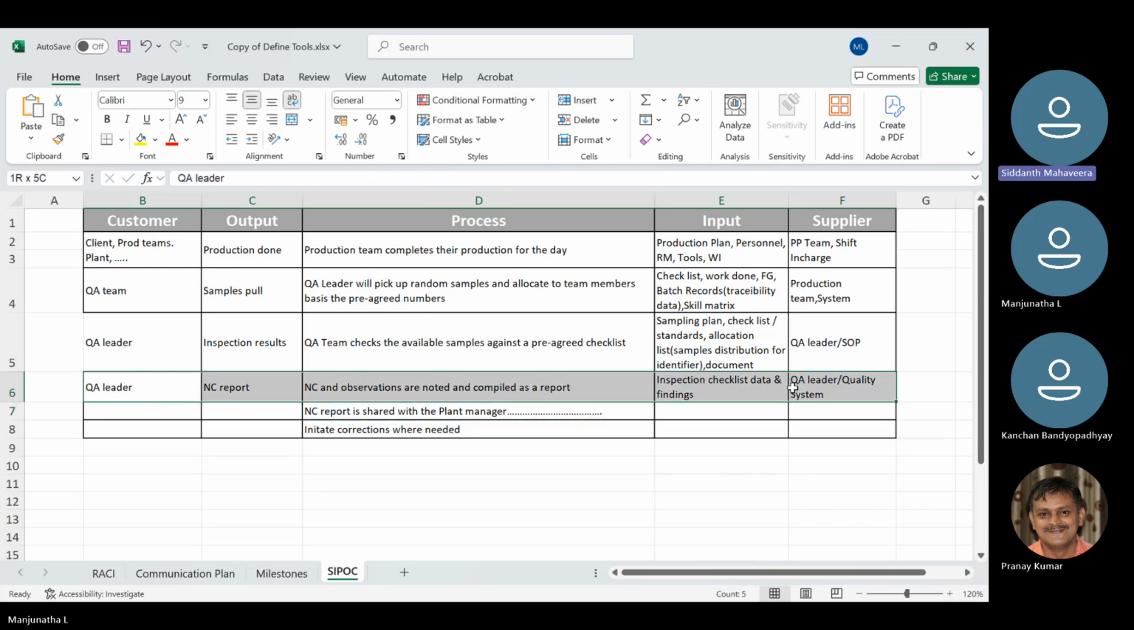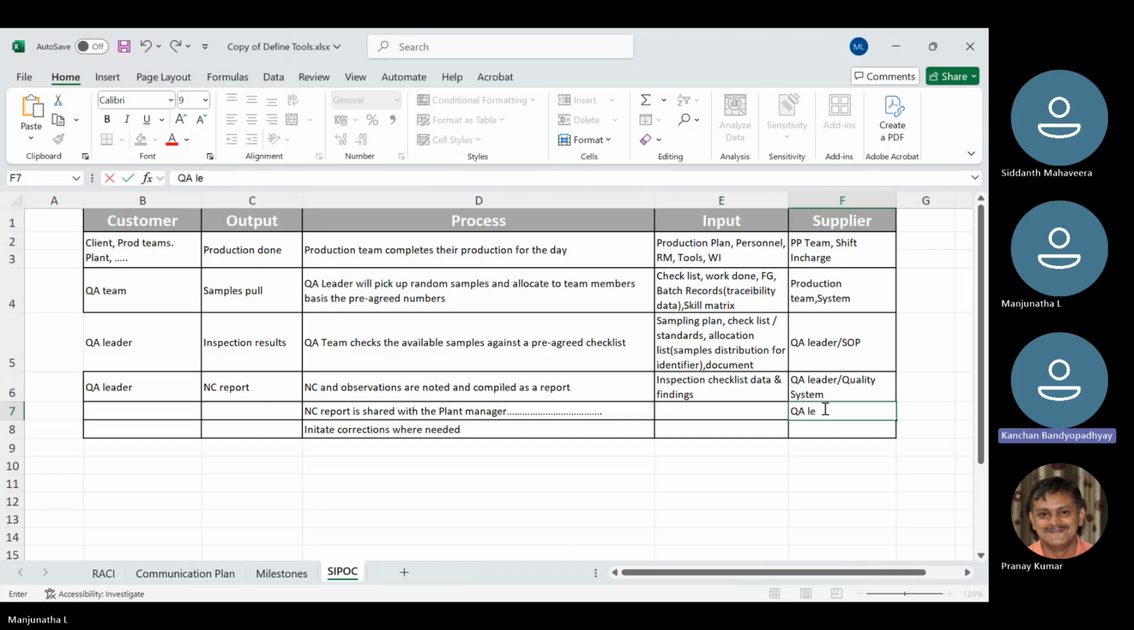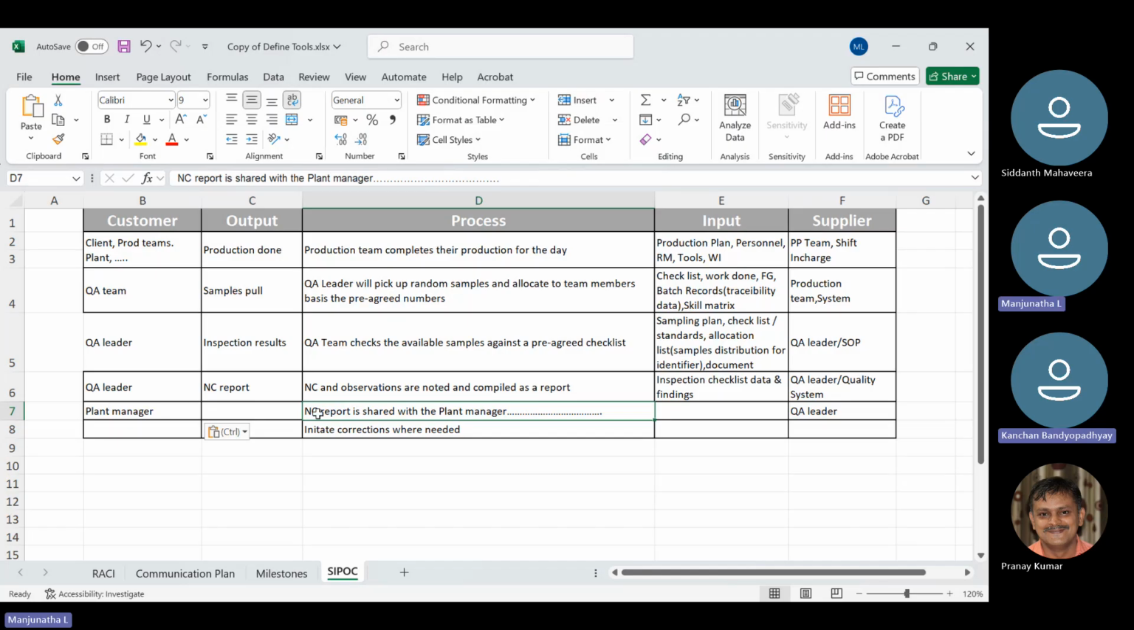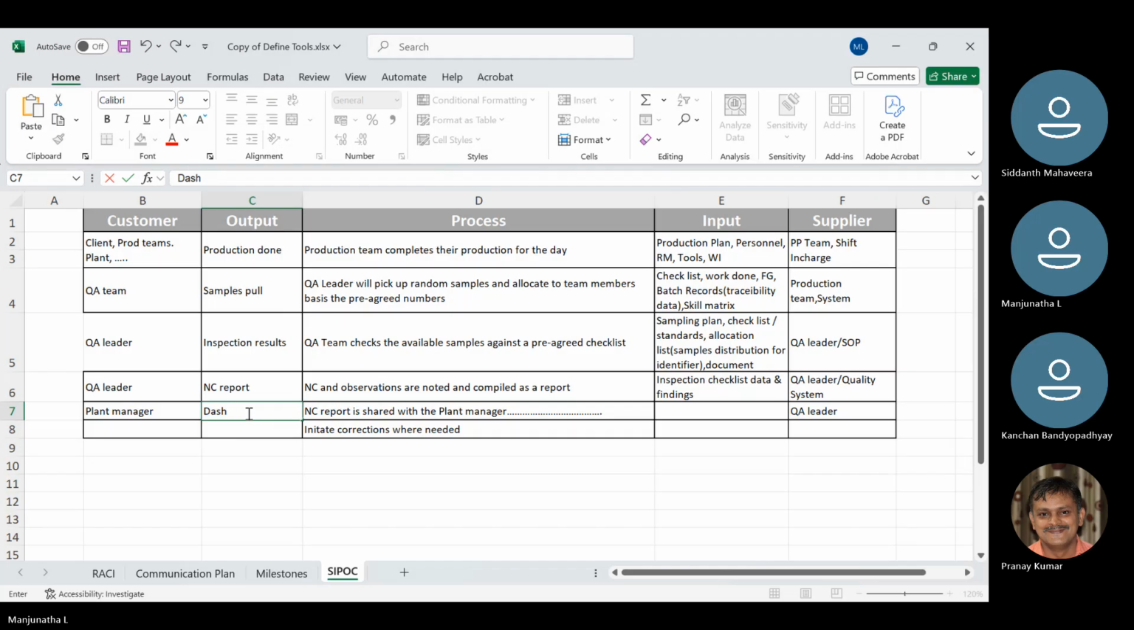Now the supplier becomes the quality leader, and the customer becomes the plant manager. The plant manager would be my customer. Here the output would be a report, the root cause analysis and visibility report, the NC report dashboard. Whatever you are flashing to your plant manager is your output. Because your output product is itself the NC report, no?